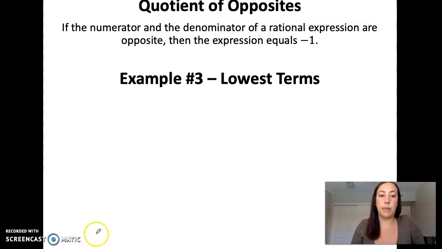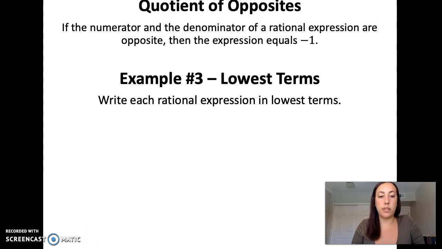So I'm going to show you an example of how that works. See here, we have opposites on top and bottom. On top we have m minus 3, on bottom we have 3 minus m. See how they're kind of the same expression, just everything has the opposite sign. On top m is positive, on bottom it's negative, and vice versa with the 3's. So we'll show you why this cancels to be -1.